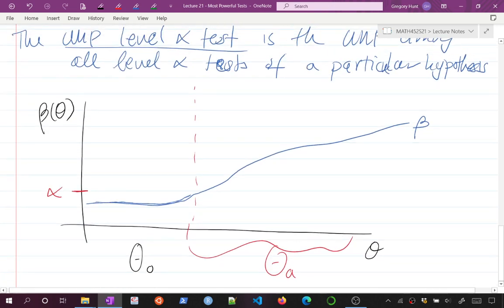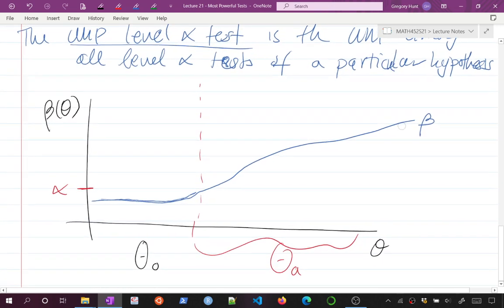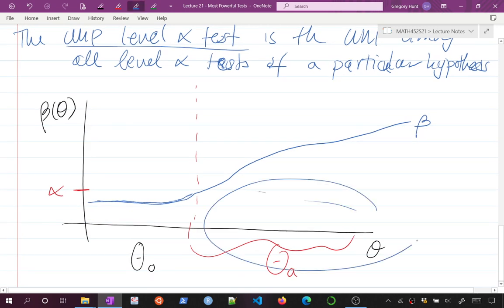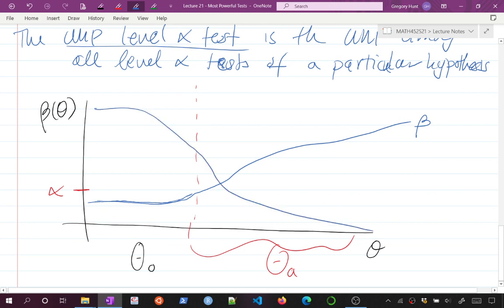And typically we obviously want beta to be higher over the alternative, because we want to reject more there. So typically you don't get something that looks like that. That would be a very bad test. That would say you have a high probability of rejecting when the null is true and not when the alternative is true.